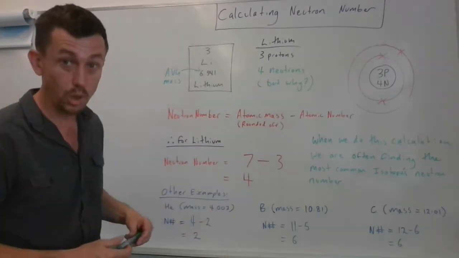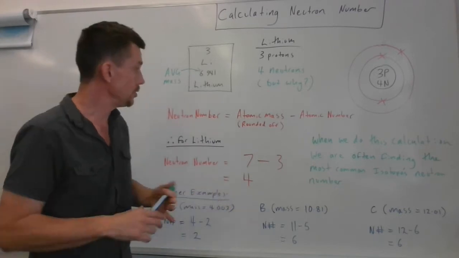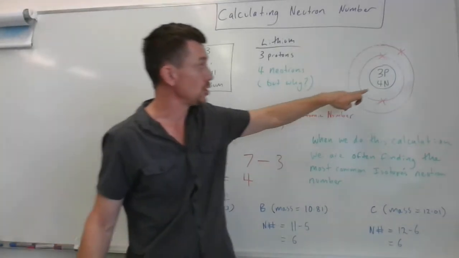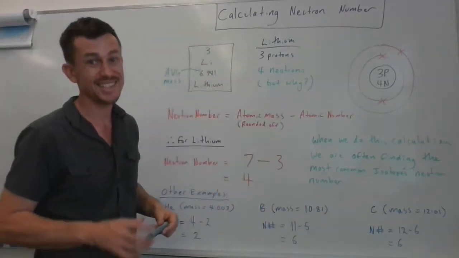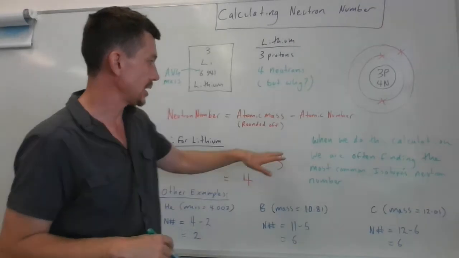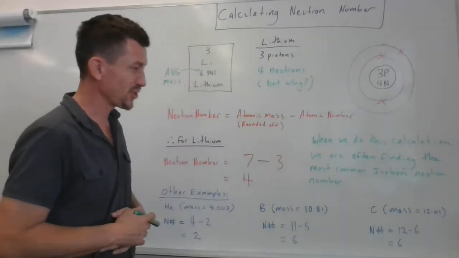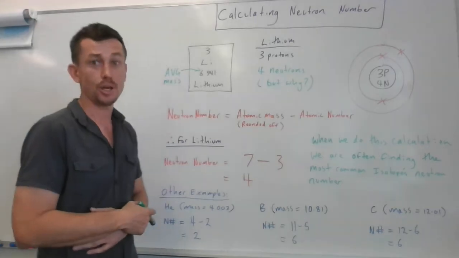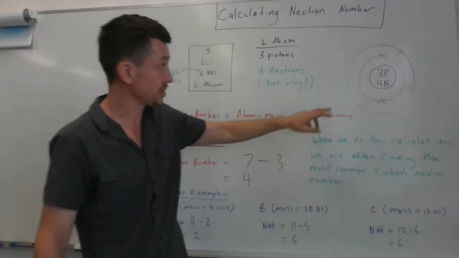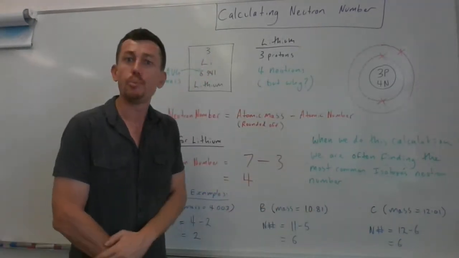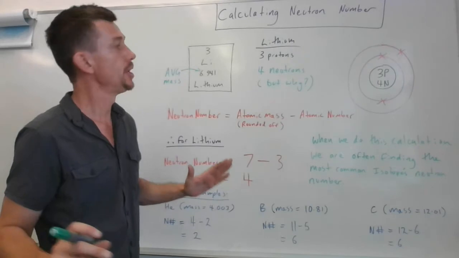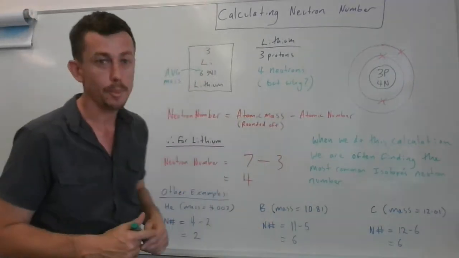So in a test, if you're asked, what is the neutron number of lithium, you'd write 4, using that calculation. Or if you're asked to draw a lithium atom, you'd have to make sure that you put 4 neutrons in the nucleus, because that is the most common neutron number for lithium. Now, when we do this calculation, like I said before, we are often finding the most common isotope's neutron number. So why wouldn't we draw the most common one? If we're going to look at a lithium atom and the chances are it's going to be one with 4 neutrons, well, we should probably draw the most common one. But don't forget, there's always going to be those other isotopes, those other lithium atoms that differ in neutron number.